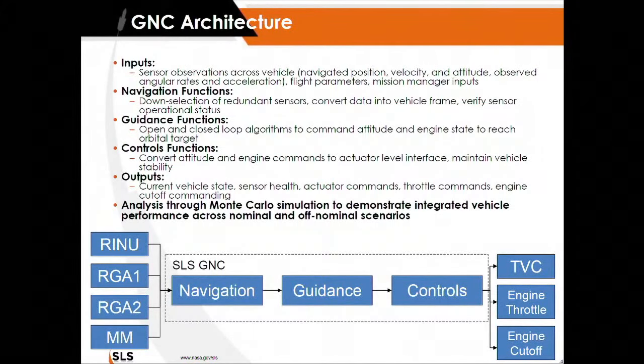So in terms of our GNC, just a quick overview of what GNC is. Essentially, we take the input from the sensors, the RENU nav box, our rate sensors, the RGAs, and then our mission manager tells us what mode of flight we're in, what our operational scenario is, what other health status information there is, and the abort conditions. We feed it through our GNC block here. Basically, we have our nav, guidance, and controls, where we figure out where we're at, where we want to go, and then how we get there. So all the way from reading in sensors out to our TVC, engine throttle, and engine cutoff commands to basically fly the vehicle.